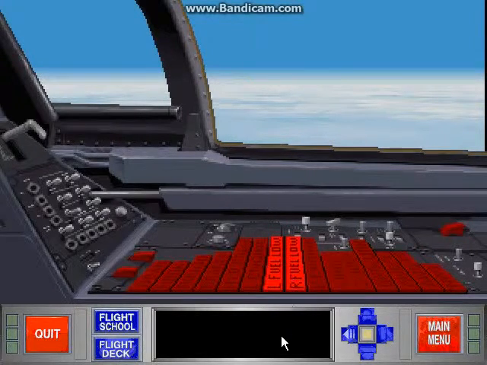When the fuel low lamps are lit, it means that you are close to bingo fuel. Bingo fuel is the amount of fuel necessary to return to the carrier. When this lamp is lit, you should think about heading for home.